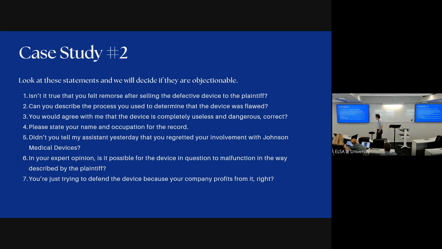In your expert opinion, is it possible for the device in question to malfunction in the way described by the plaintiff? Yes or no? You object. Nope. Assuming the witness is qualified as an expert, it seeks their opinion on the matter in their area of expertise. And then last but not least, you're just trying to defend the device because your company profits from it, right? You're basically implicitly accusing the witness of bias without establishing any factual basis.